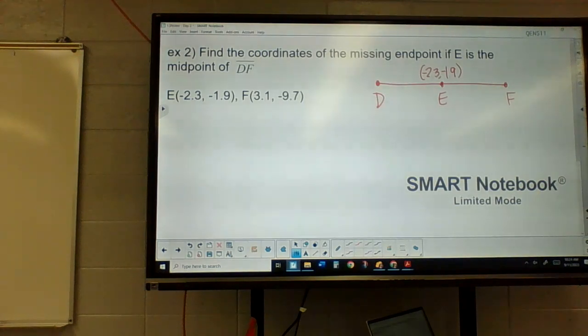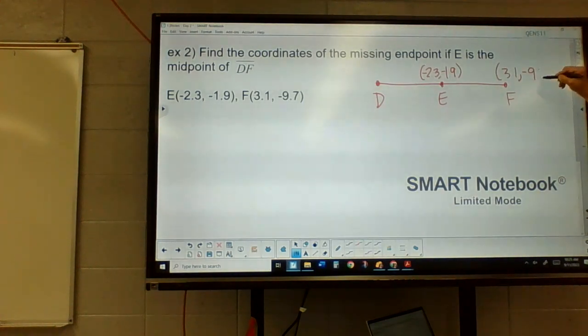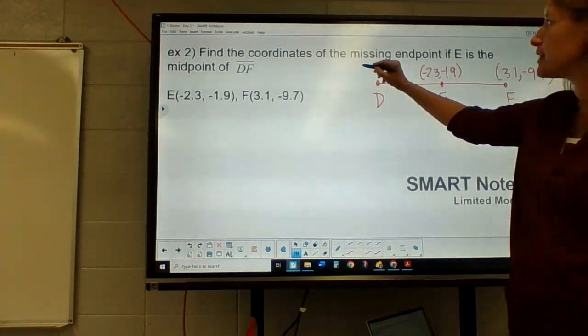They tell me F. And I don't even know that I looked up these. They might not work out to be nice numbers at all. I think they're kind of crazy decimals, that's fine. And I need to find D.